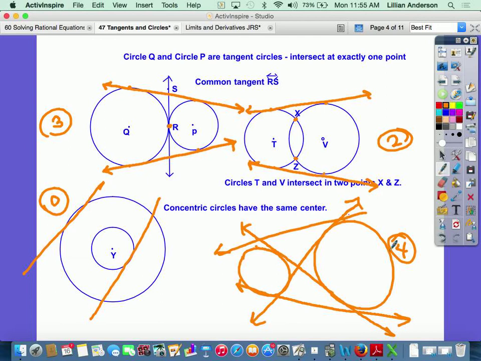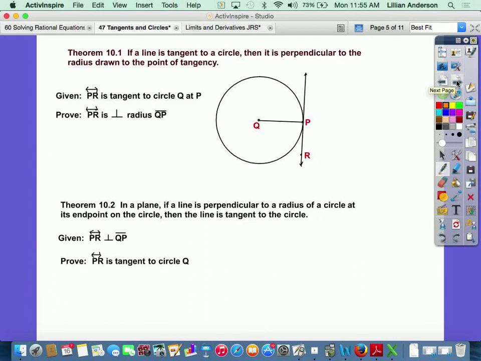So let's look at a few theorems here that deal with tangents. The first one says that if a line is tangent to a circle, then it is perpendicular to the radius drawn to the point of tangency. Perpendicular means what? 90-degree angle. So when you have a tangent line, wherever the radius hits that point of tangency, it creates a 90-degree angle.